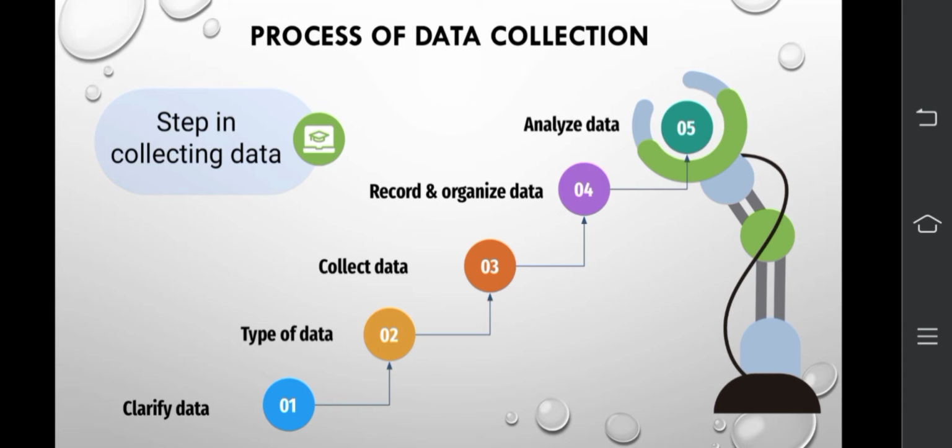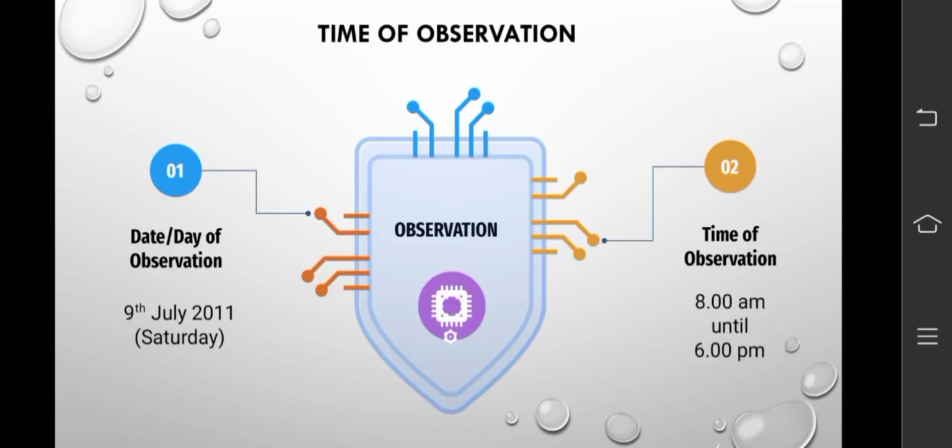For the process of the data, we have 5 steps, which is we need to clarify the data, then we need to know the type of the data. Then after that, we need to collect and record, then also to organize the data. And the final one, we need to analyze the data. For time observation, we have two, which are the day and the time. The date we choose is 9 July 2011, which is Saturday, and the time is 8 a.m. until 6 p.m.